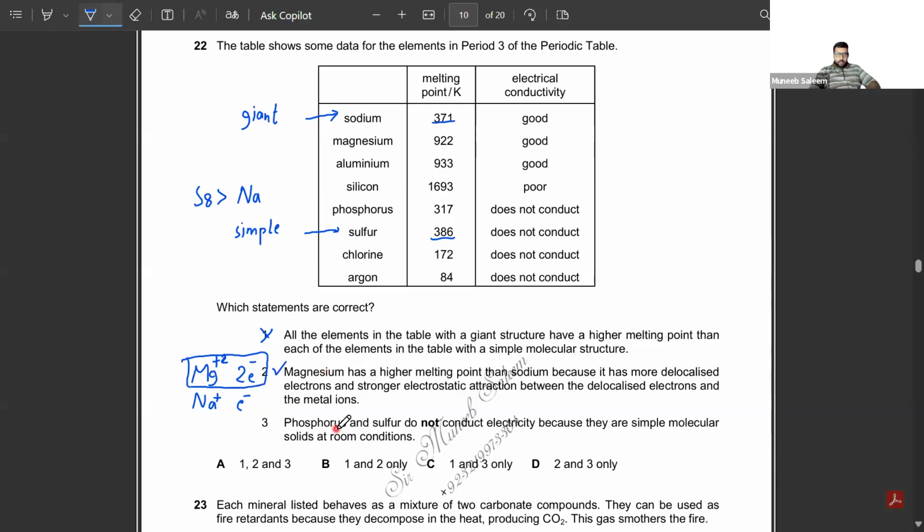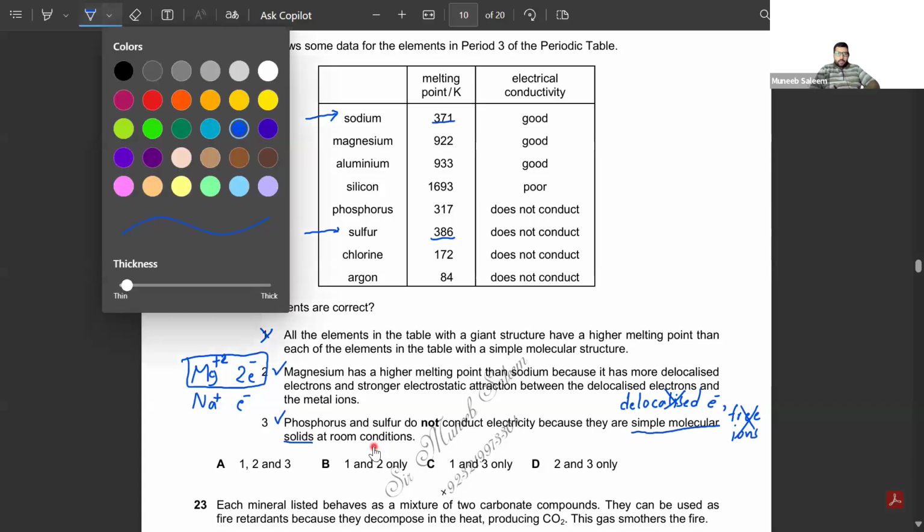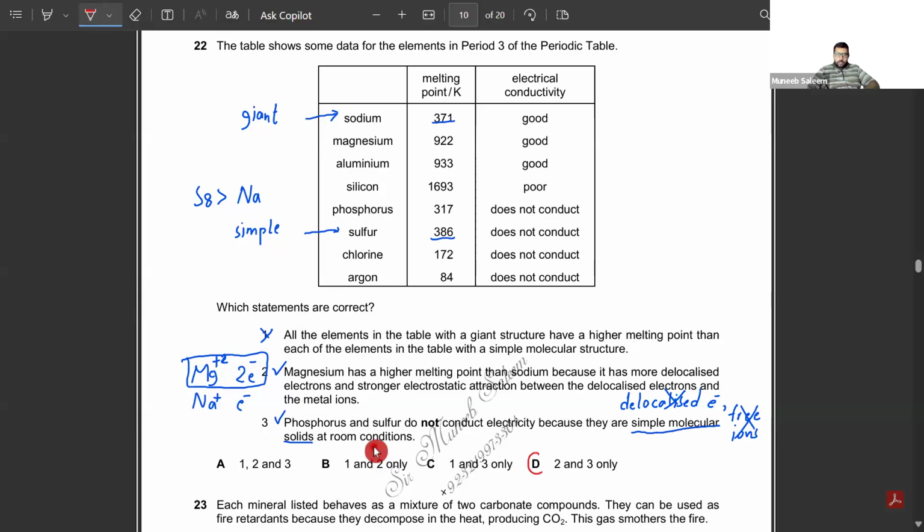Then statement 3 says phosphorus and sulfur do not conduct electricity because they are simple molecular solids at room temperature. So we do remember that all these simple molecular solids did not have any delocalized electrons or any free ions. They do not have free ions, they do not have delocalized electrons. That's why they could not conduct electricity. So statements 2 and 3 both are correct. That means the correct option becomes the D option.